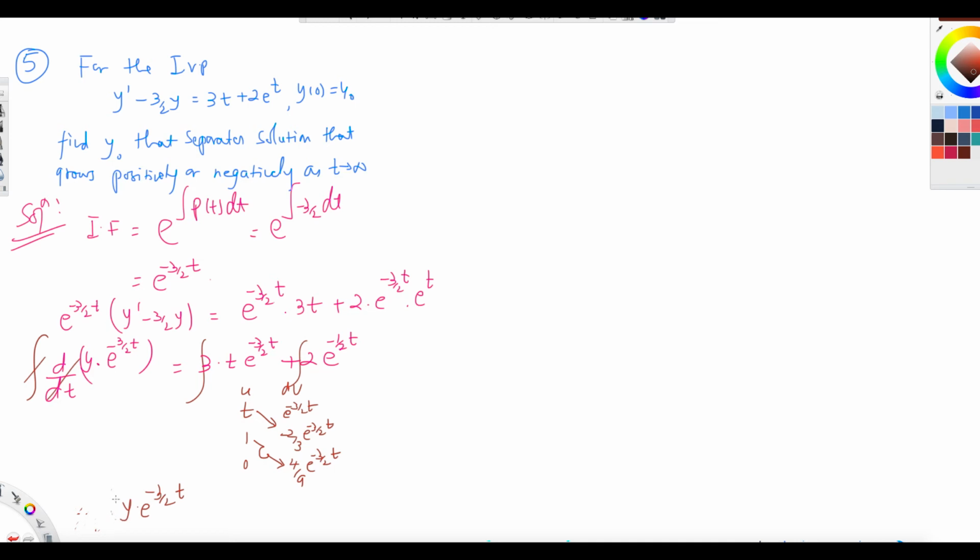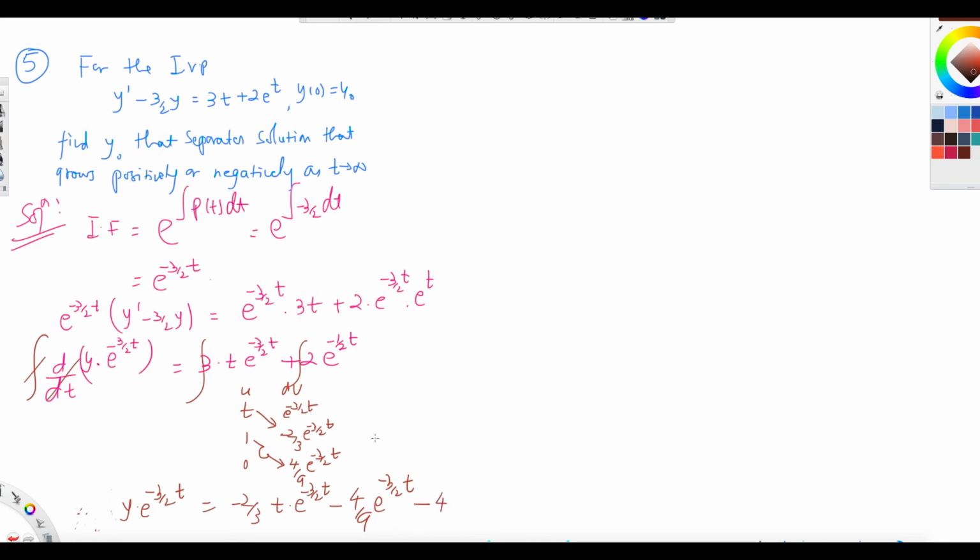Is equal to, you copy those. Okay, you get t times negative 3 half, so it will be negative 2/3 t times e to the negative 3 half t, right? And then minus 4/9 e to the negative 3 half t. And what is the integral of that?